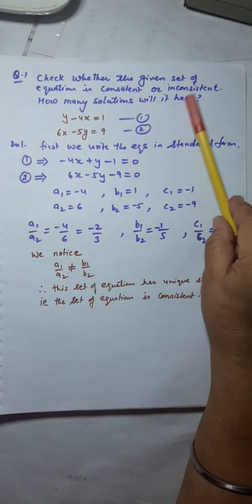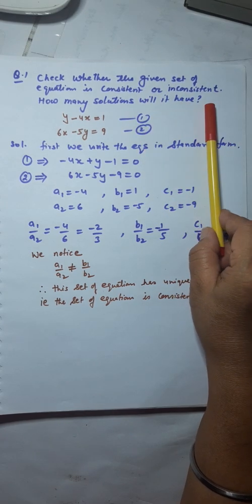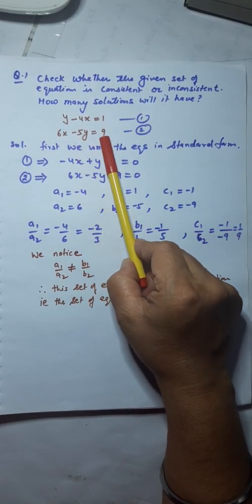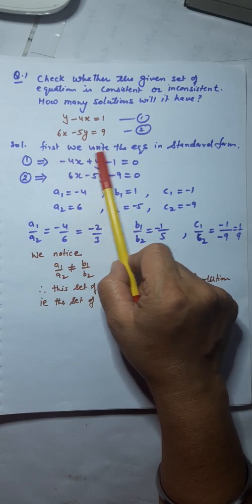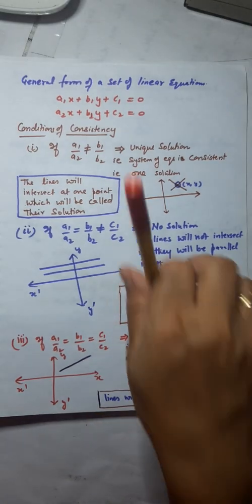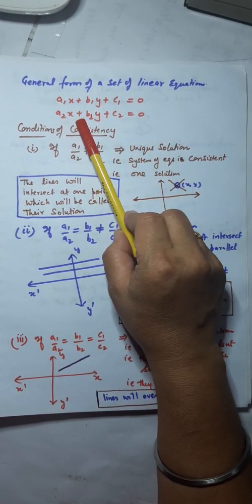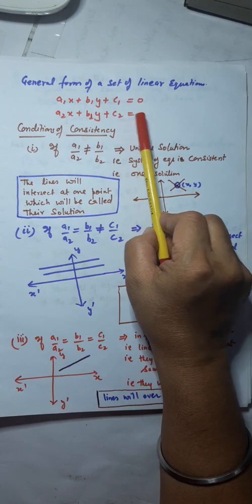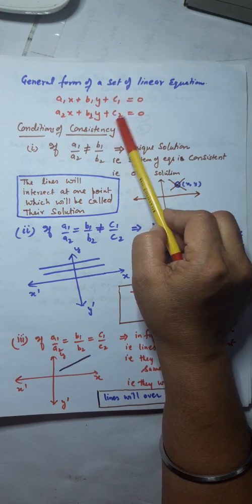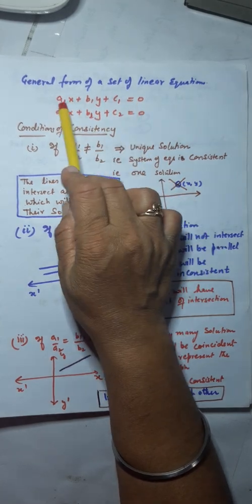Question number 1. Check whether the given set of equations is consistent or inconsistent. How many solutions will it have? y minus 4x is equal to 1. 6x minus 5y is equal to 9. First, we write the equations in the standard form. What was the standard form of linear equations in two variables? It was a1x + b1y + c1 = 0 and a2x + b2y + c2 = 0. Here a1, a2, b1, b2 and c1, c2 were some real numbers. So this is called the standard form of the linear equation.